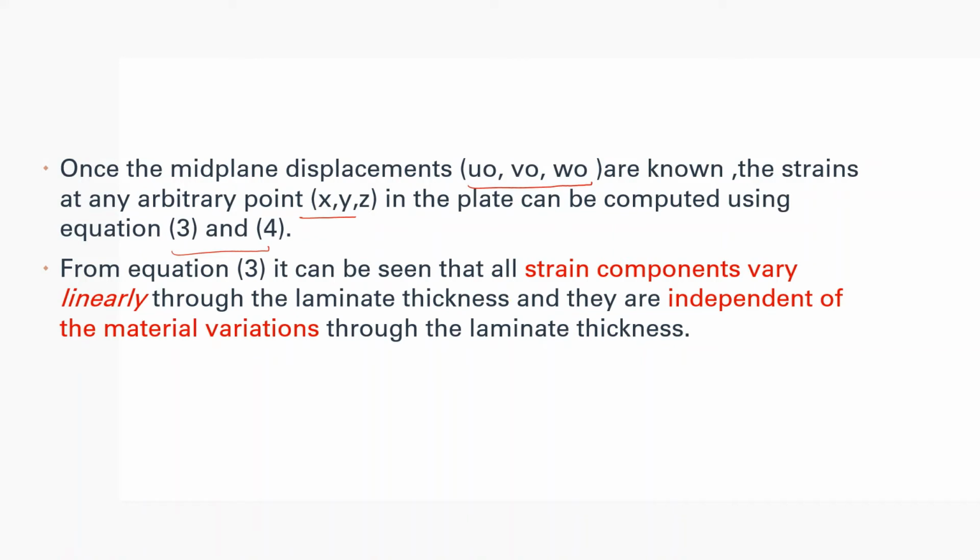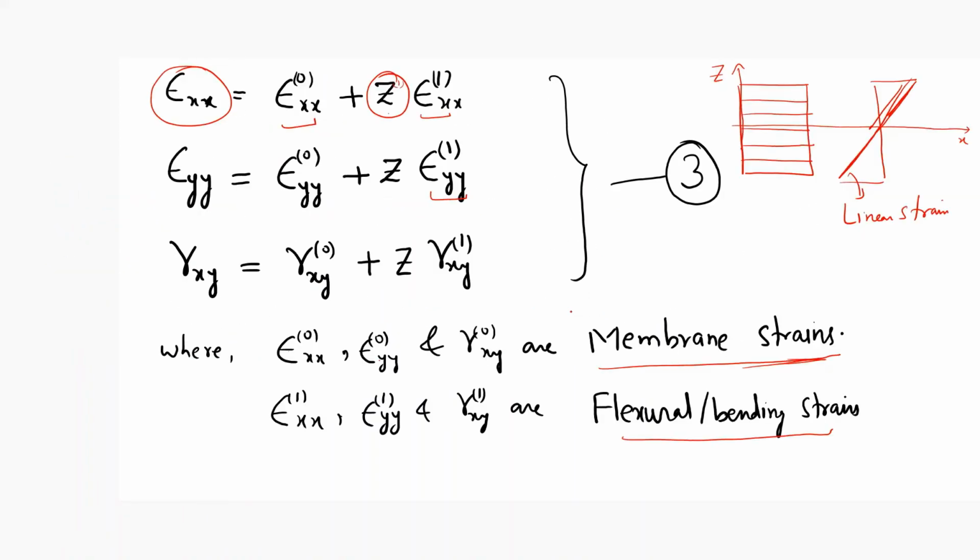Here it states that the strain components vary linearly through the laminate thickness, and they are independent of the material variations through the laminate thickness. So we can see from here that the strains are independent of the material lamina. In which layer or which lamina material we are talking about, it is independent of that. It is actually linearly varying.